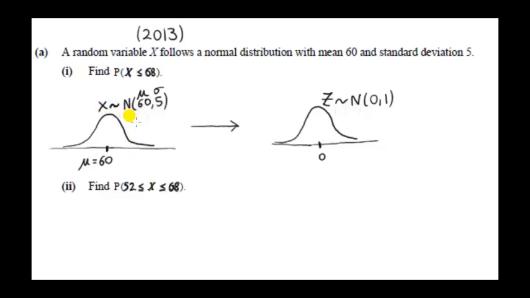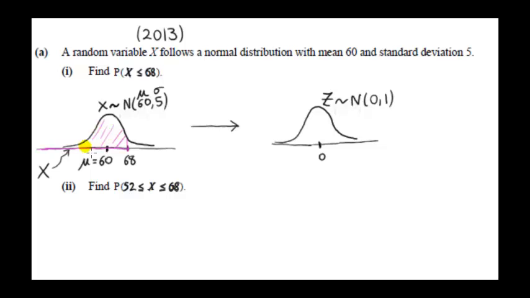X follows a normal distribution with mean 60 and standard deviation 5. We know that a normal distribution is symmetrical about the mean mu. We want the probability that X is less than or equal to 68. All the values of X lie along this line here. We're interested in the probability that X is less than or equal to 68, which is somewhere over here. So what we want is the probability that X is any value from minus infinity up to 68. We know how to get that probability: it is the area under the curve up to this colored line here.